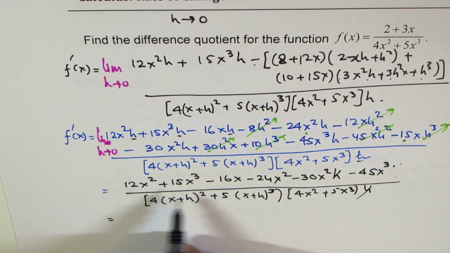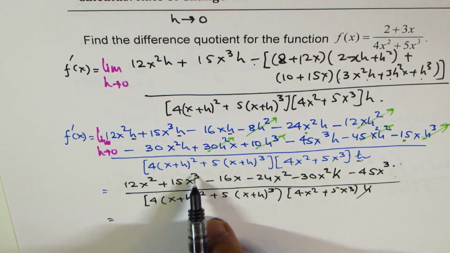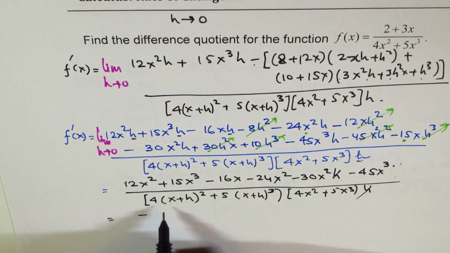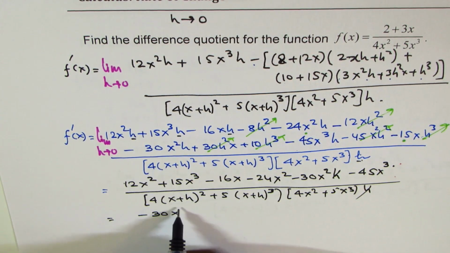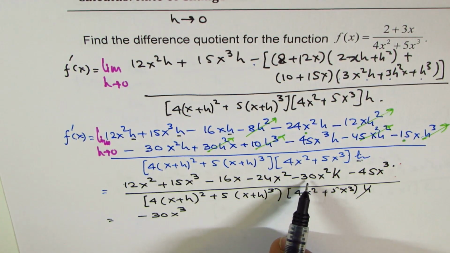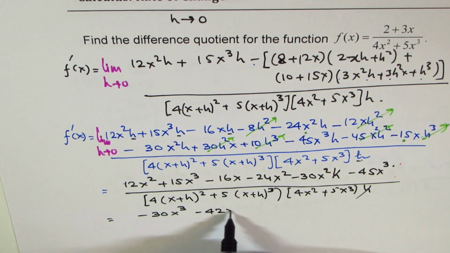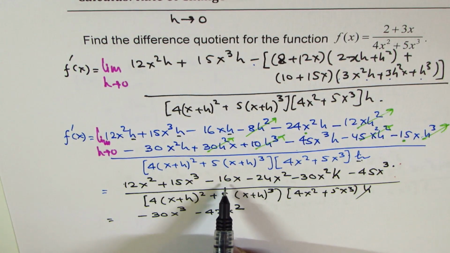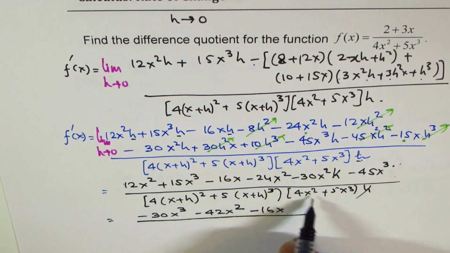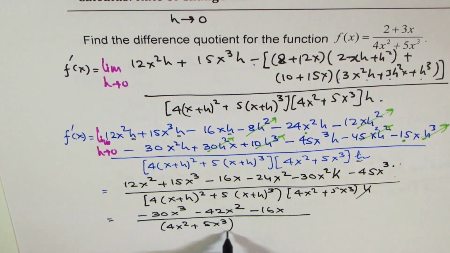we will write just the combination of what is left. So the highest power is cube. So we'll add 15x cubed and minus 45. So what you notice here is you get minus 30x cubed. And then x squared terms, we have minus 30, minus 24, and plus 24. That means minus 42x squared. And the x terms, we have only one, which is 16x. Divided by, we get 4x squared plus 5x cubed whole square.